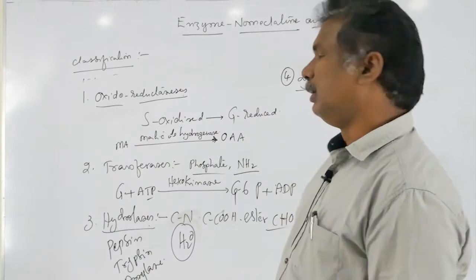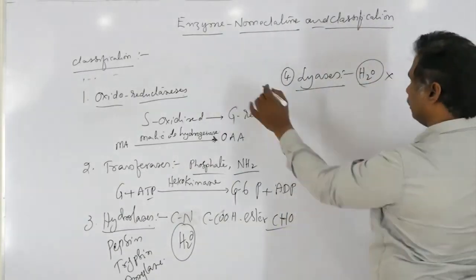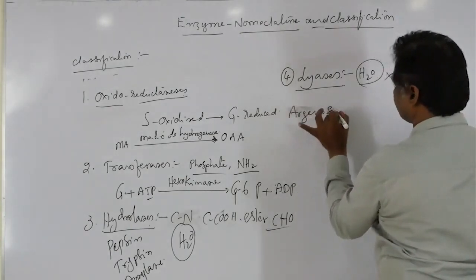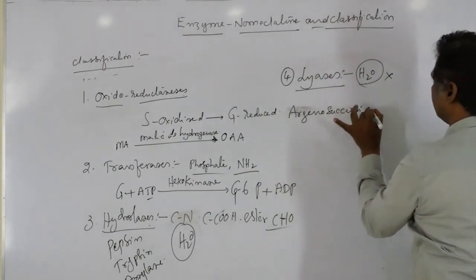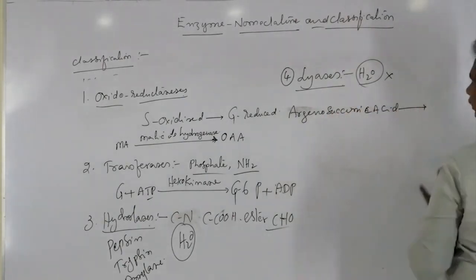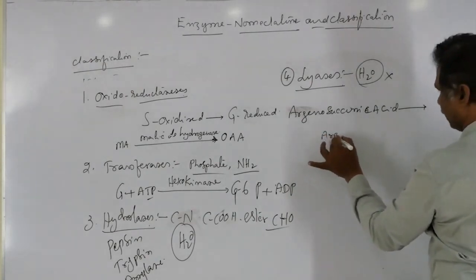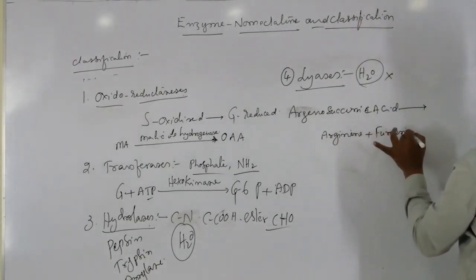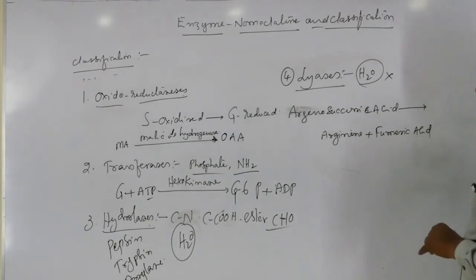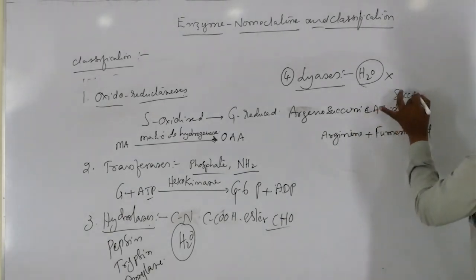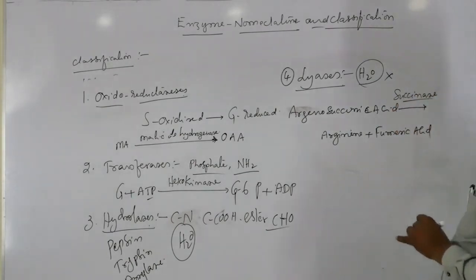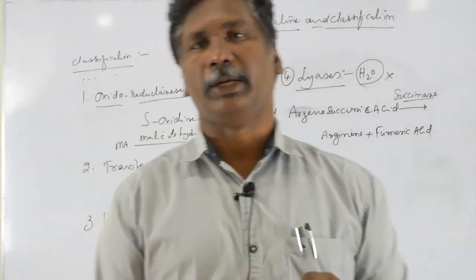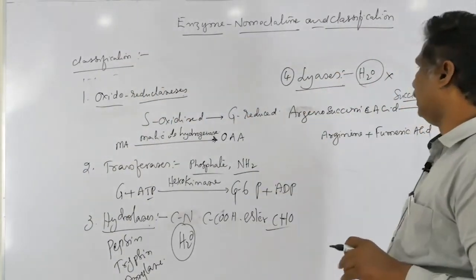For example, argininosuccinic acid is split into arginine, the amino acid, and fumaric acid, in the presence of the enzyme argininosuccinase. So those enzymes break up the chemical bonds in the absence of the water molecule, and they are simply said to be lyases.